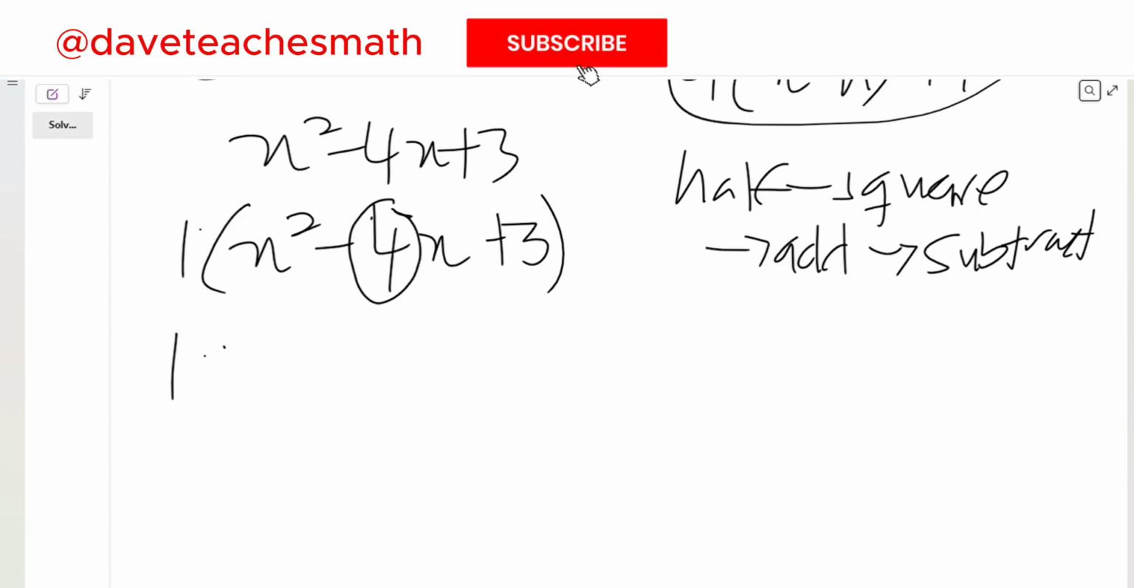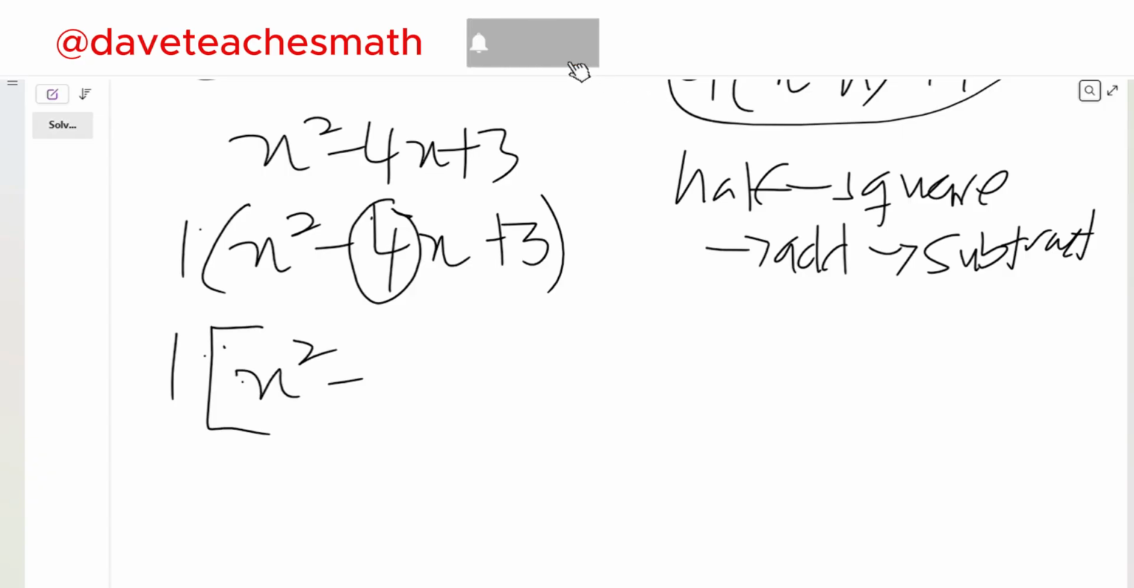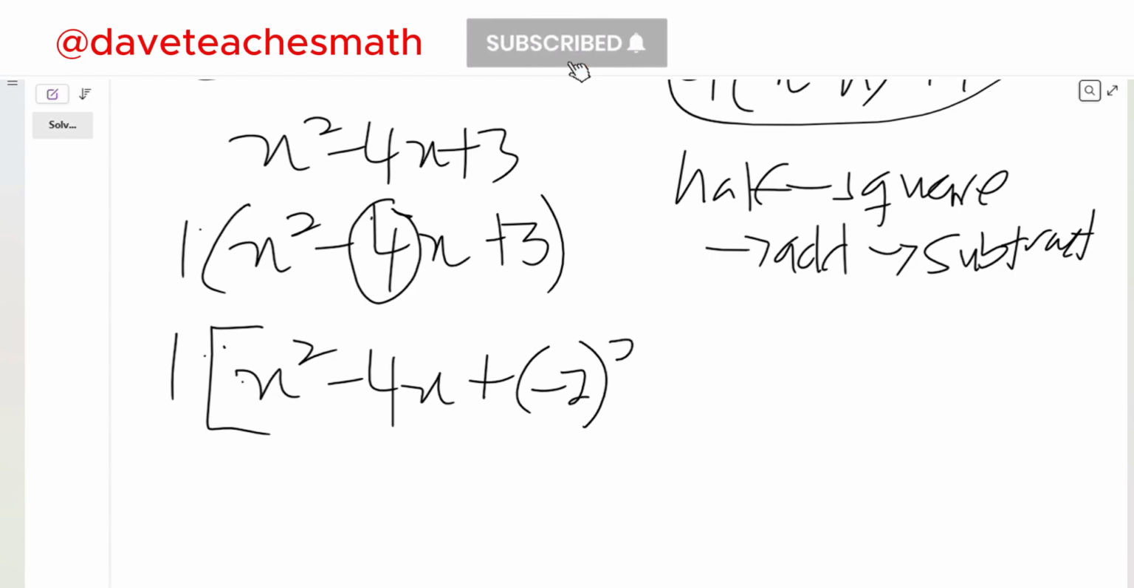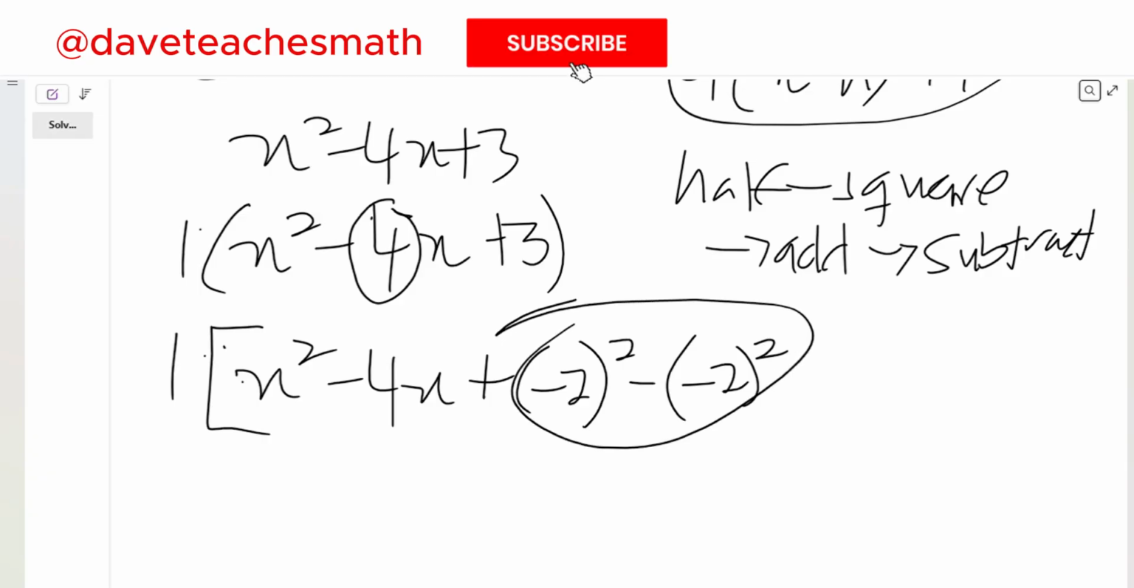So we are going to have our 1, then we open up our bracket again: x squared minus 4x. Half of negative 4 is negative 2. So we are going to square negative 2 and add it, and then subtract it again, which is still going to be the same expression, just in a different form. So we are going to have plus negative 2 squared minus negative 2 squared. And the whole thing gives us 0.